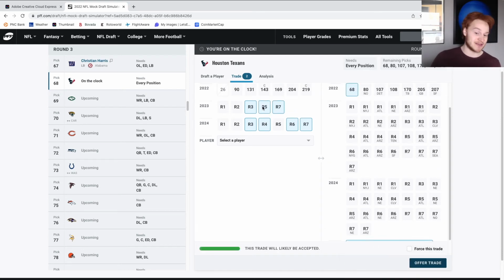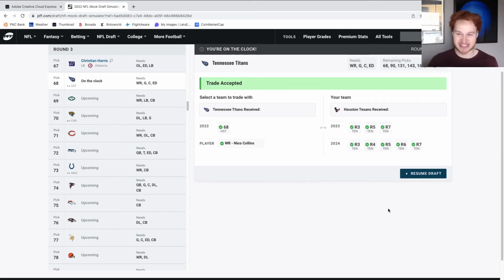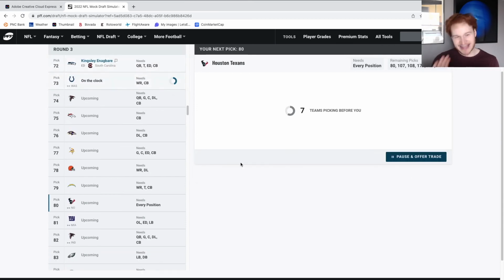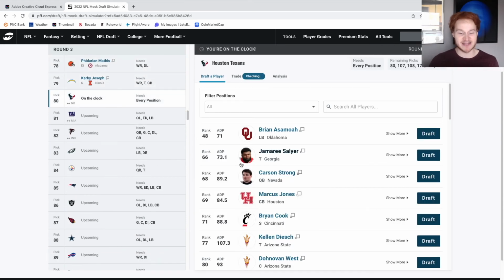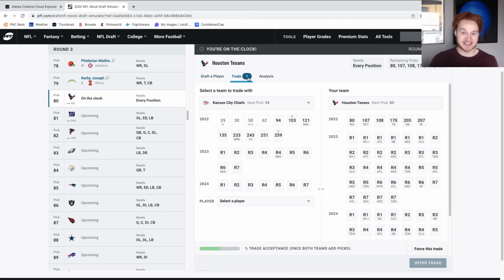You know what? We also want the fifth. We also want another fifth. We also want a second. All right, we're not going to be greedy about it. We'll just take your entire draft. No, we really didn't get that many good picks from Tennessee. I give Tennessee credit there. They hung on to their top picks. I can respect something like that.